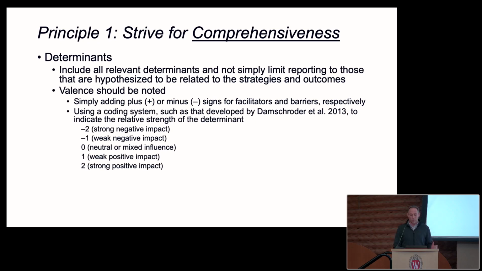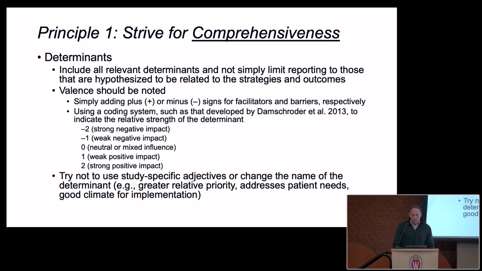I personally really like Laura Damschroder's 2013 way of doing it, which is a multivalent scale from -2 to +2 that gives you degrees of how much of a facilitator or barrier a particular thing is. And 0 basically means this is probably going to have a neutral or no influence, or if you have multiple sites, it's highly variable, and so we can't say it's always a barrier. We also recommend people not use study-specific adjectives or change the name of determinants, like saying greater relative priority, because greater to what? What does that mean, right? It makes sense in your study for you, but it doesn't make sense for somebody else trying to pick this up and understand what you did.